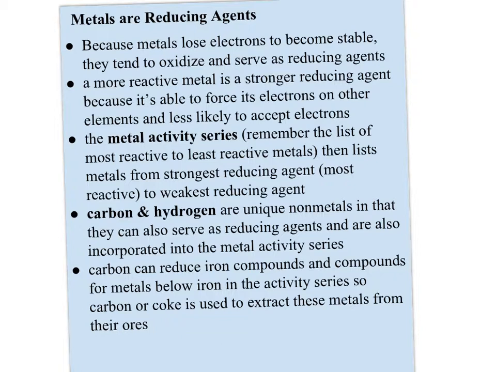Hydrogen because it only has one electron and just the one shell, the 1s shell holding 2 electrons, and carbon because it's got 4 electrons. So it's got 1 in each of the orbitals. So carbon and hydrogen can both serve as reducing agents, and so they're often incorporated in. And a common use of carbon is to reduce iron compounds and other metals below iron in the activity series. And so it's called coking. Carbon and coke are virtually the same thing. Or if you've heard of smelting, this is the process that's done to extract pure metals from various compounds.